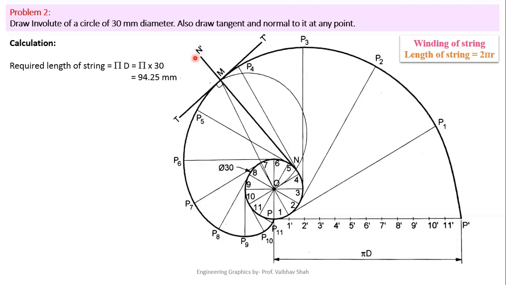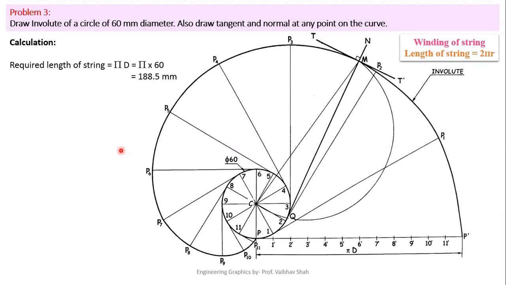Then you will have this line, which is the N dash N line, which will denote the normal. And the line drawn 90 degrees to this normal is known as the tangent. Very simple.